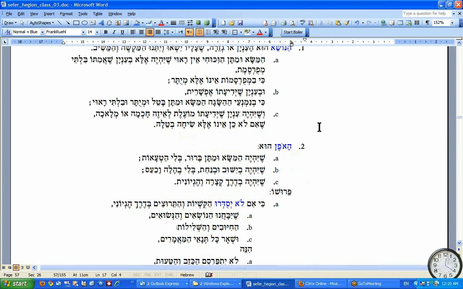Now, what about the ofen, the manner of the debate? So he says, rule number one, sheyehei hamasa umatan barur bli taut. When you debate an issue, the opponent and proponent have to be clear in their presentation and not make mistakes.